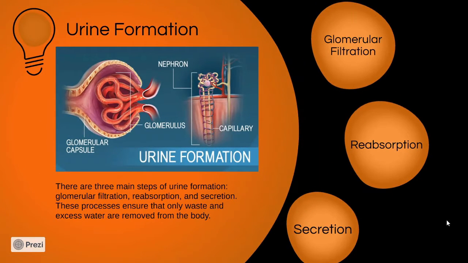Before we proceed to urine formation, we have to bear in mind that the kidney's way of filtering the blood involves everything inside the blood. Yes, even the necessary materials, but don't worry, for the useful ones will be sent back. There are three main steps of urine formation. First is the glomerular filtration, then reabsorption, and secretion. These processes ensure that only waste and excess water are removed from the body.